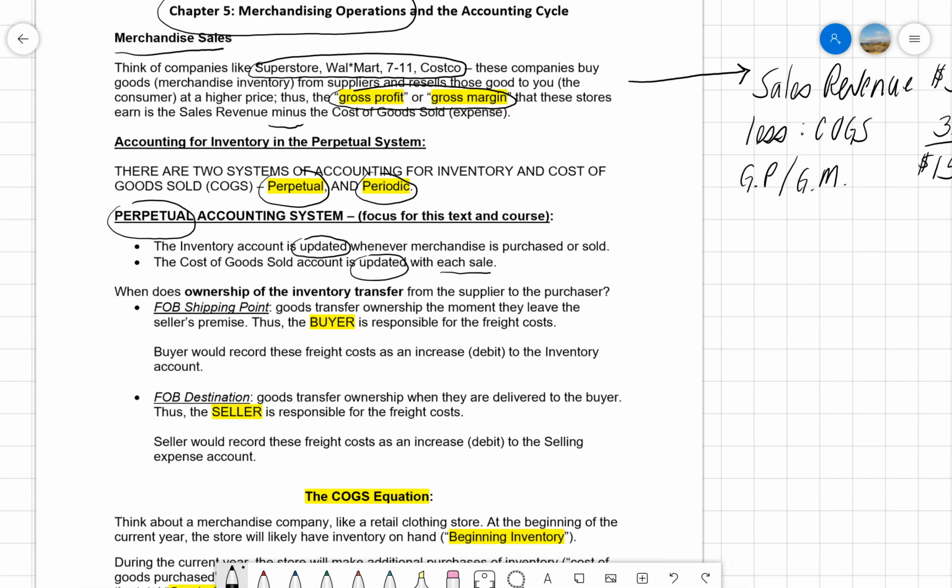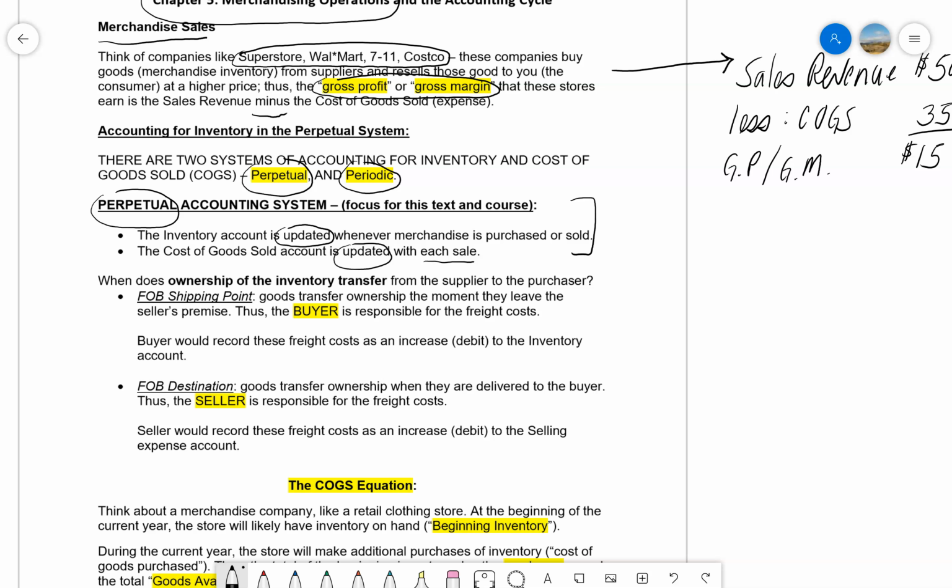So when we think about a perpetual inventory system, think about stores such as Safeway, Costco. Whenever you go to those big grocery stores and you look at your receipt, it actually tells you exactly what you bought. 4 liters of milk, 2 cans of corn. And so with a perpetual accounting system, the inventory is always up to date. Every time they make a sale, the inventory gets reduced. Every time they make a sale, their cost of goods sold is also recorded. So that's an example of a perpetual inventory system.